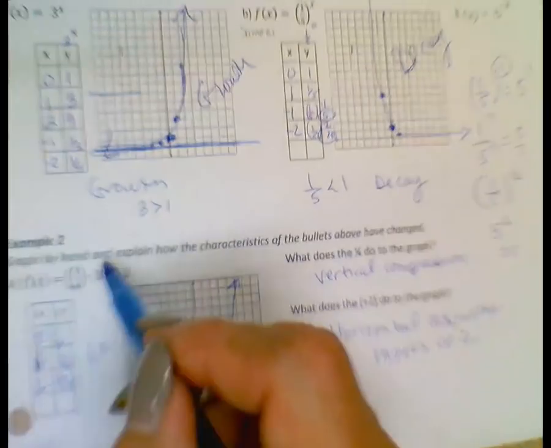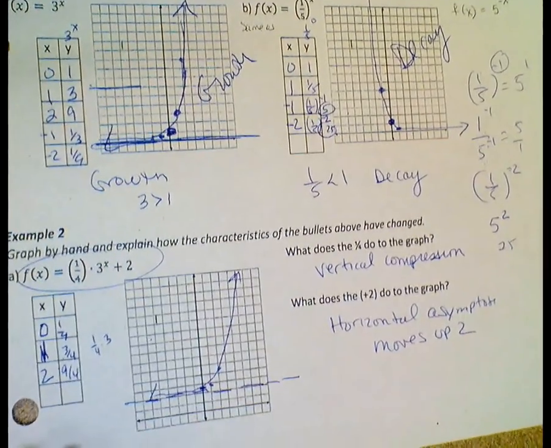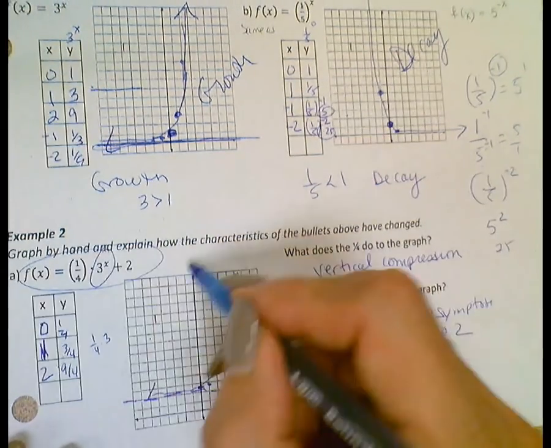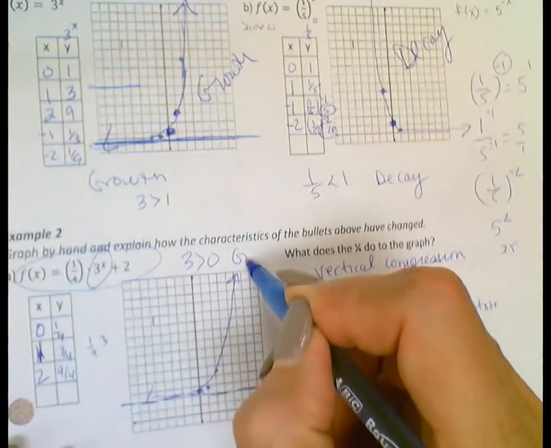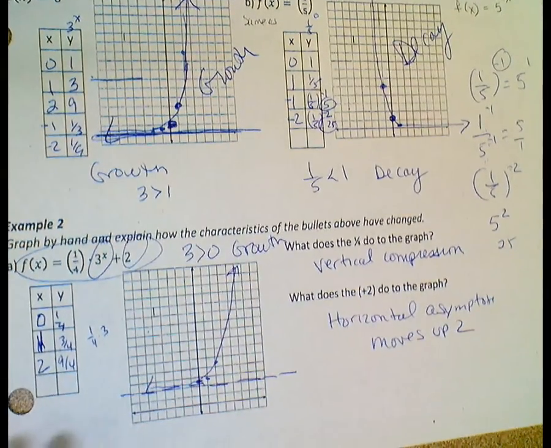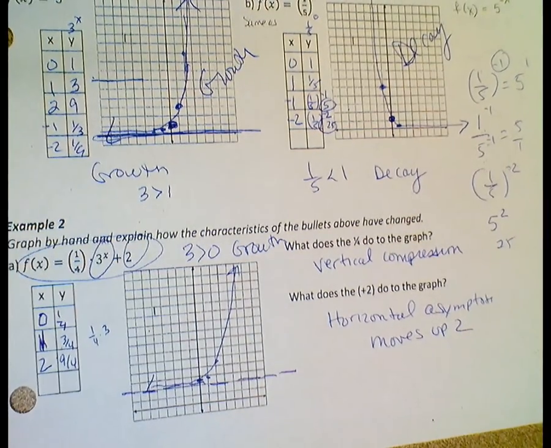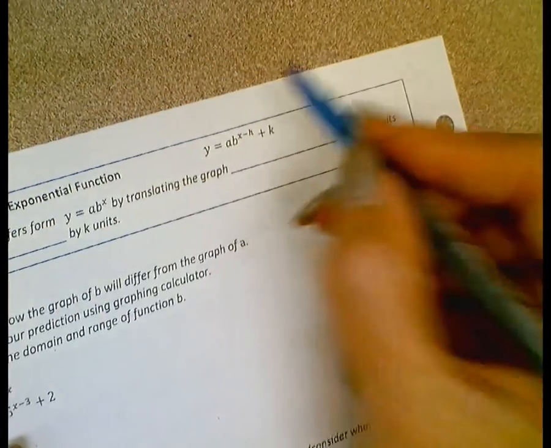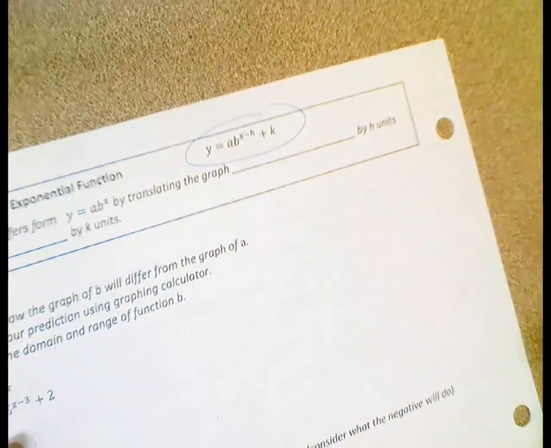You can punch this right into your graphing calculator. It's not that big of a deal. I just need you to know that because 3 is greater than 0, it's a growth. Because you have a number added, that moves your horizontal asymptote up 2. Those are the 2 things you need to remember about this problem. All right, so this is your whole parent graph right here.